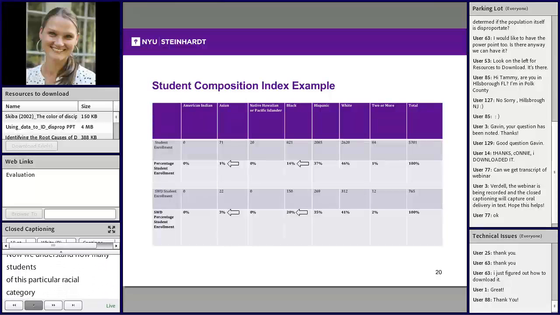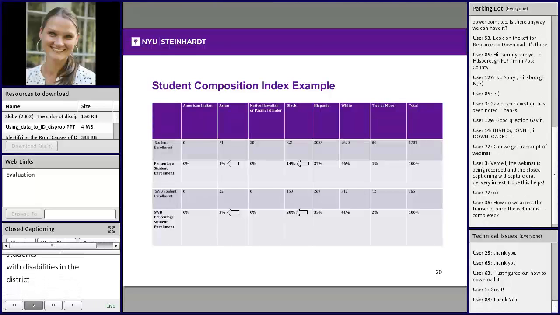But we can understand disparities when we pair it against some particular outcome. So below this, with the two bottom arrows, we see the percentage of students with disabilities of the racial group, for example, again with Asian students, we have 22 out of 765 students with disabilities. They comprise 3% of students with disabilities in the district. Already here we see some kind of difference between the overall composition of Asian students in the district and the percentage that are identified as having a disability.